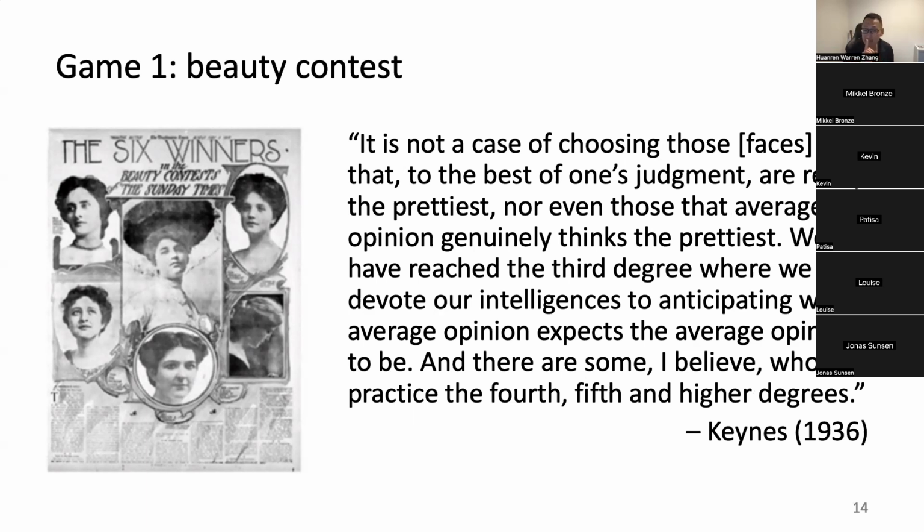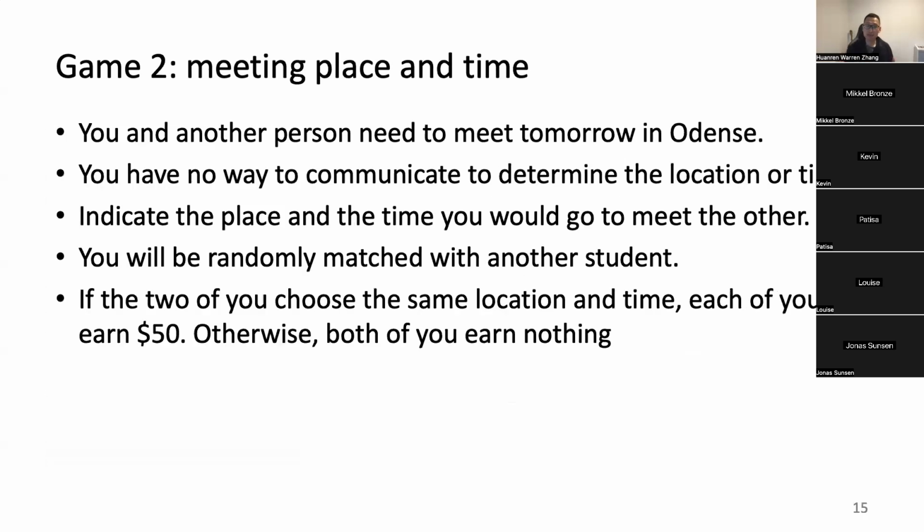Right? So that is game one. Now, game two is actually simpler. It's called a meeting place and time. You and another person need to meet somewhere tomorrow in Odense, and you have no way to communicate. So you need to find the common time and place for your meeting so that you will be able to successfully meet the other person, right? So again, I want to ask some of you to share how you come up with the time and location for this task.